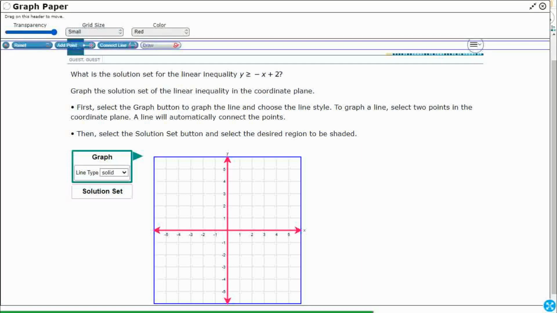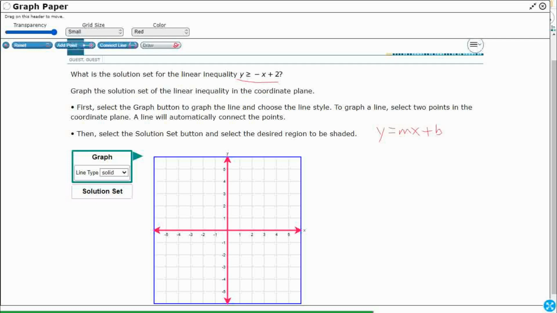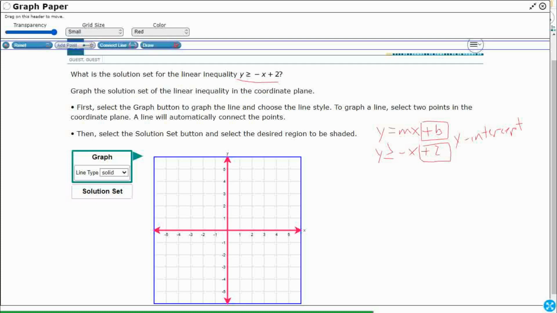So what do we know about this? We've got this inequality here. If we think about it in slope-intercept form, I've got my y is greater than or equal to negative x plus 2. What do I know? Well, this is my y-intercept. So that means my y-intercept is going to be positive 2. All right, so let's add that point right there.